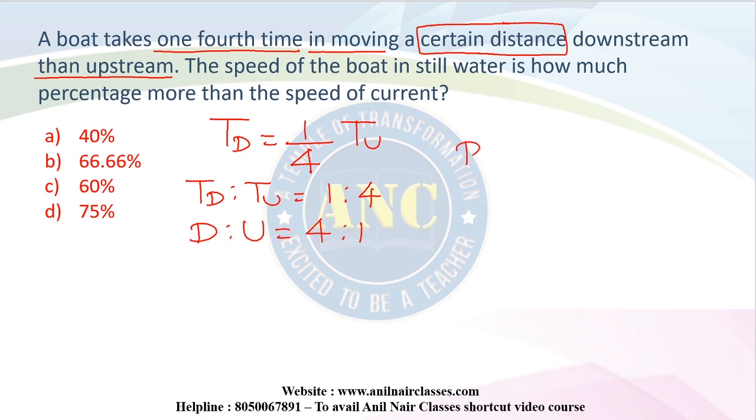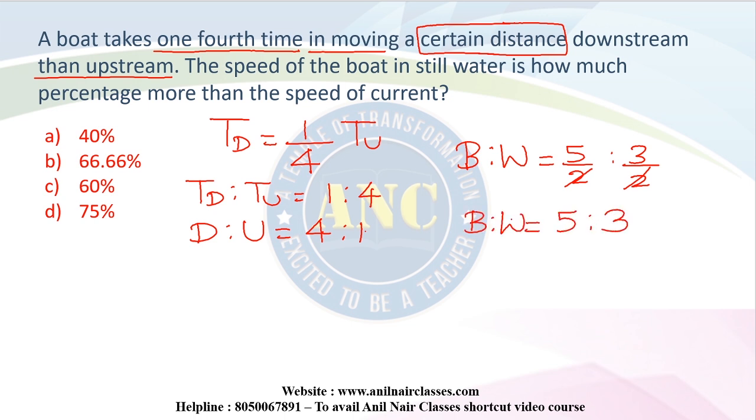From here, exactly the same logic as my previous question. B is to W is (D plus U) by 2. (4 plus 1) by 2 is 5 by 2. (4 minus 1) by 2 will be 3 by 2. But because it is ratios, you can cancel the 2's. So B is to W is 5:3.